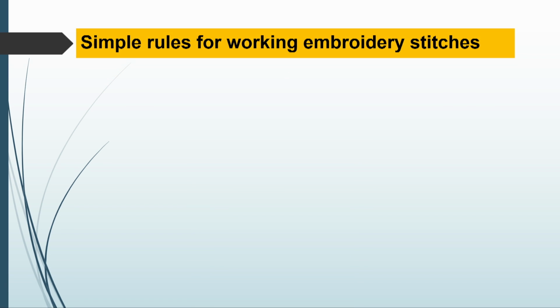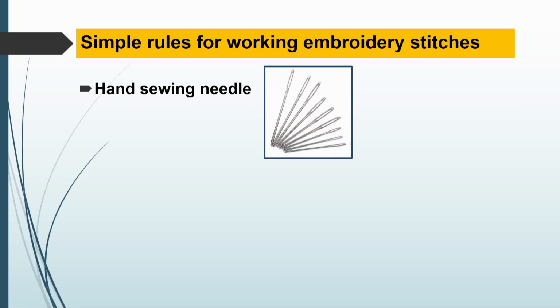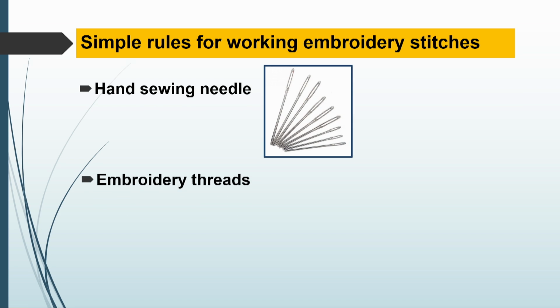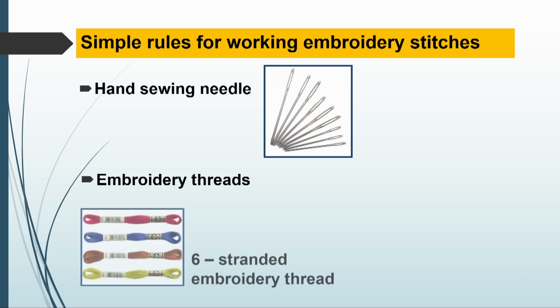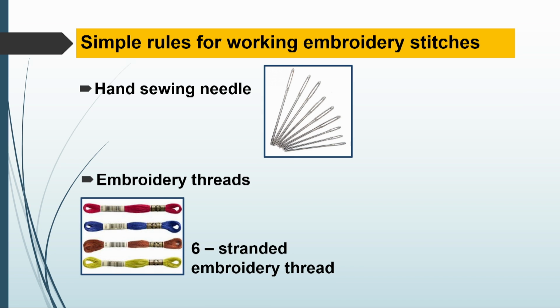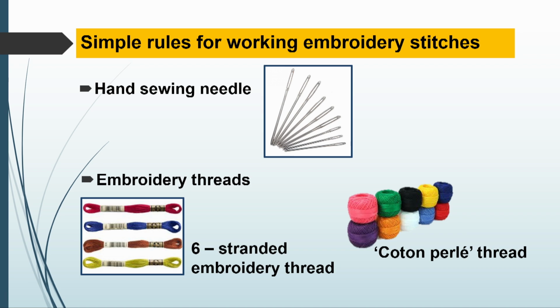Before starting your embroidery work, there are simple rules which you need to follow. The first one is to choose an appropriate hand sewing needle. Next is the choice of embroidery thread. There are two types of embroidery threads which can be used. They are the 6-stranded embroidery thread and the coton-perlé thread. You may use any one of these according to your embroidery work.